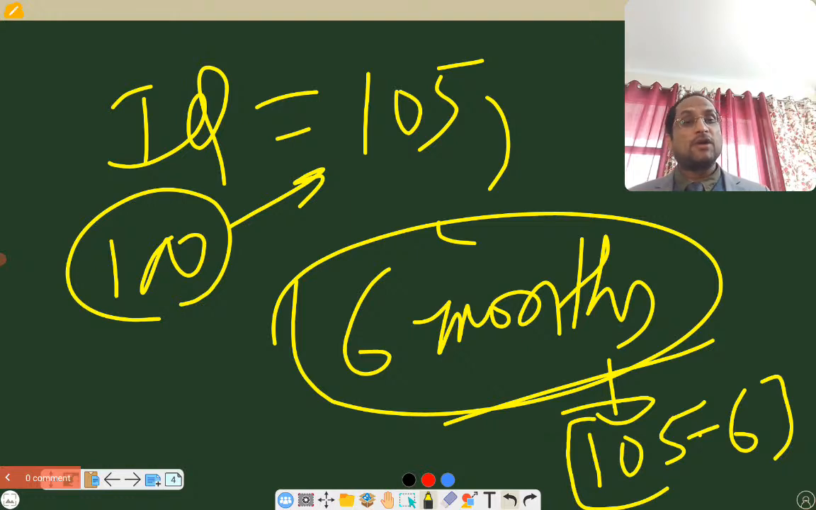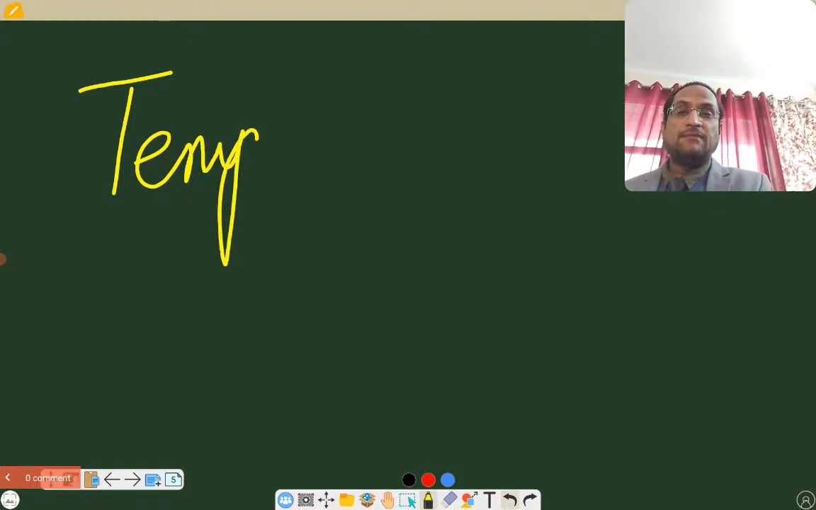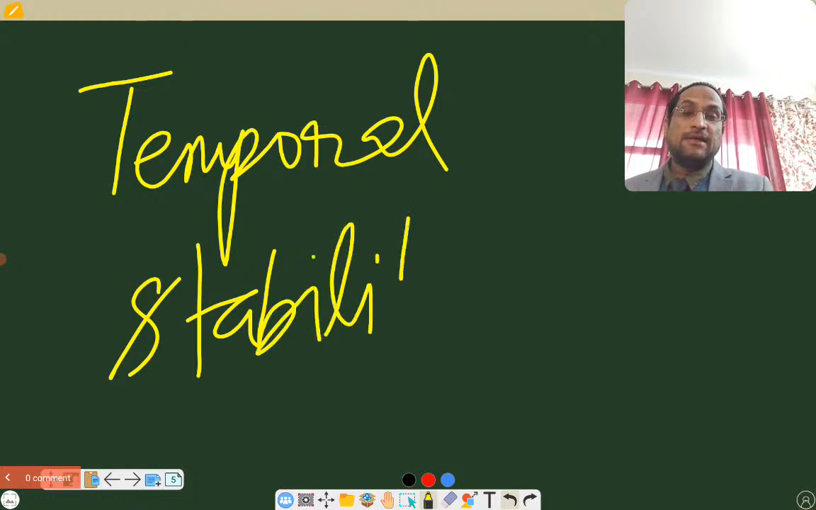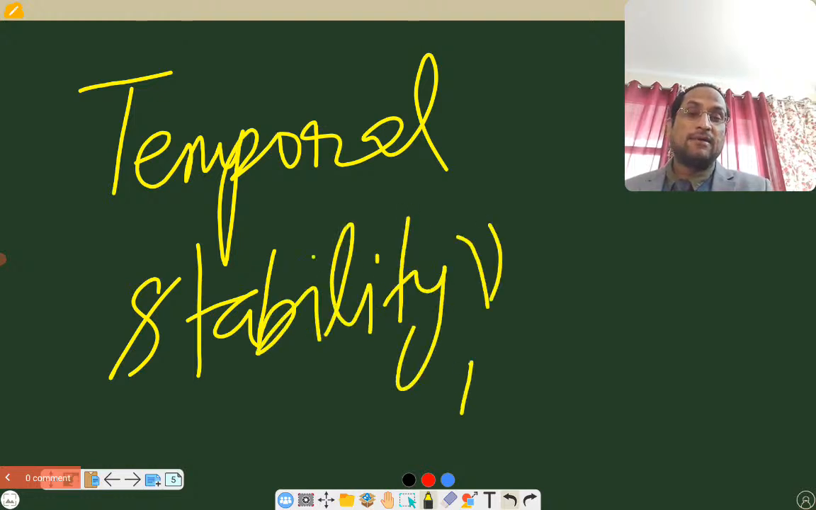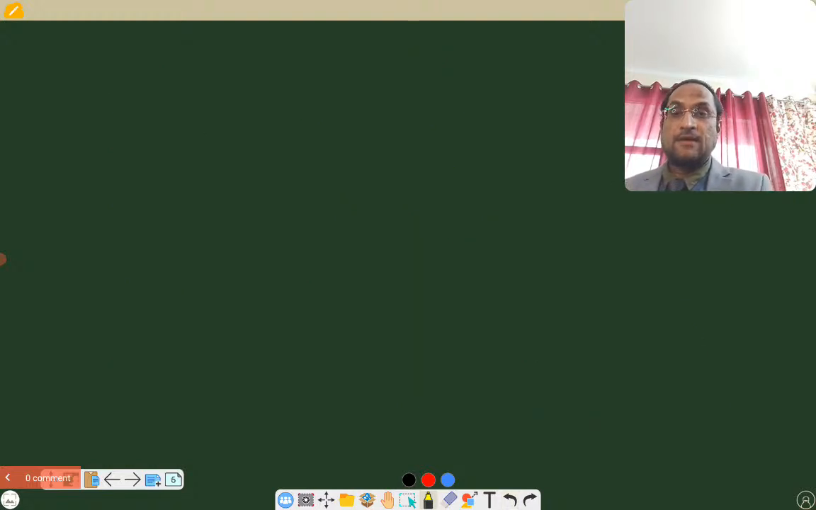This is called temporal. Temporal, with respect to time, they are stable. Temporal stability. If there is a temporal stability in any test, it is called reliability. Okay. Now, there is another aspect of reliability that is known as internal consistency.